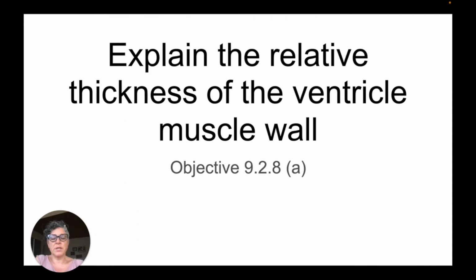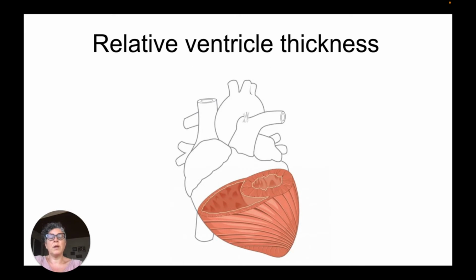This video covers the IGCSE Biology Objective 9.2.8a on the 2025 CAIE syllabus to explain the relative thickness of the ventricle muscle wall. In one of the last videos, I mentioned the fact that the left ventricle is thicker than the right ventricle. So what we're looking at here is just relative ventricle thickness. You don't have to get a ruler out and start measuring the wall of the ventricle. So we're talking about the outside wall.